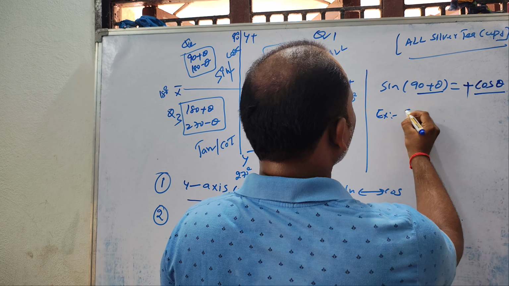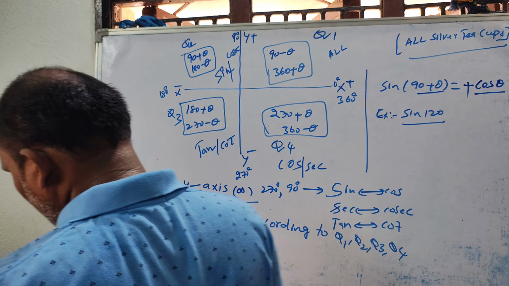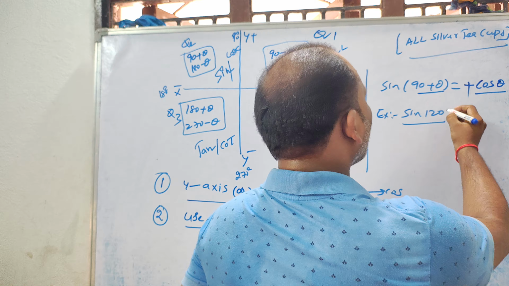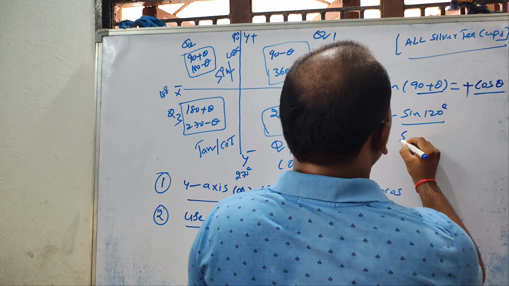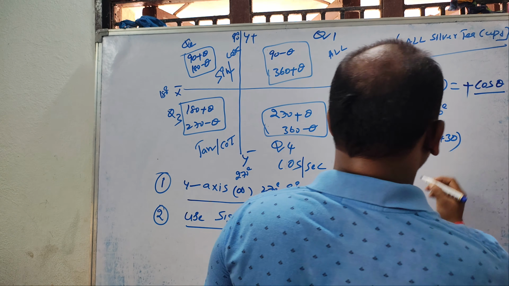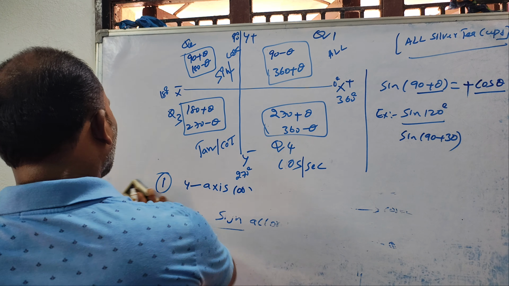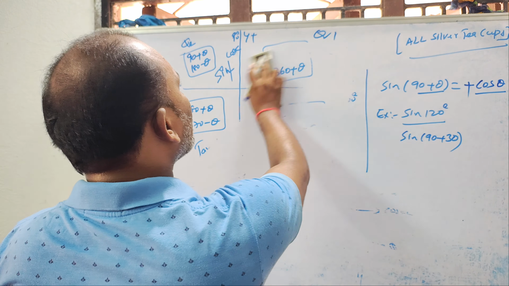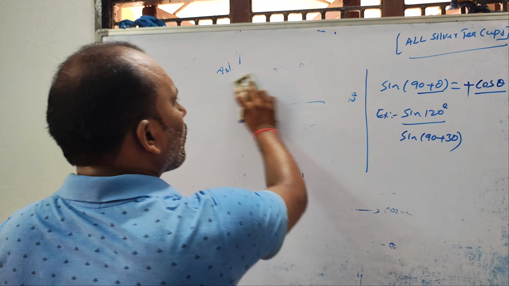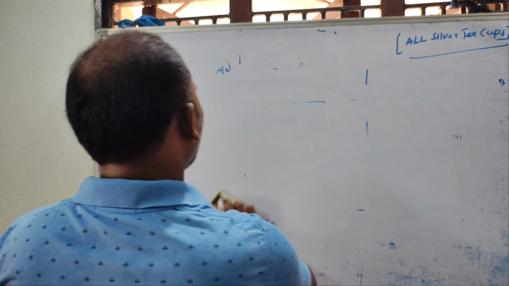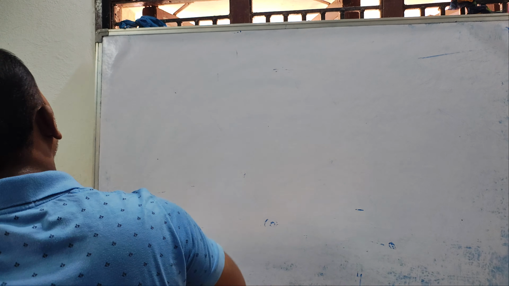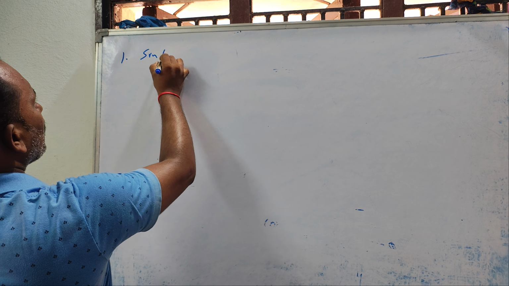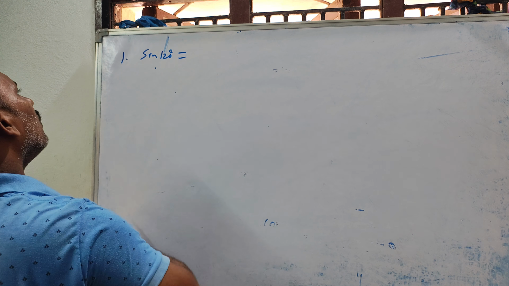Let's see an example: sin 120. How to handle sin 120 degrees? We don't know the table. So let's see how to handle this situation. Sin(90 + 30). Shall I write it like this, guys? Shall I write or not? Yes or no? I will show you sin(90 + theta). Now we go with sin 120. Let's see the first problem. Sin 120 I have to handle.